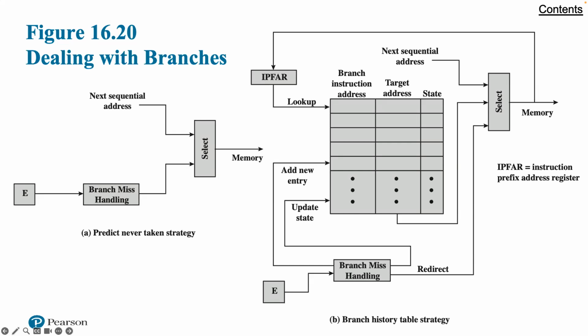So there's that word again, a cache. So we have another cache. Each prefetch triggers a lookup in the branch history table. If no match is found, the next sequential address is used for the fetch. If a match is found, a prediction is made based on the state of the instruction. Either the next sequential address or the branch target address is fed to the select logic. The textbook has more details on that, but that's just trying to give you an idea. Here's a strategy for how you're trying to improve pipeline performance and yet deal with branches.